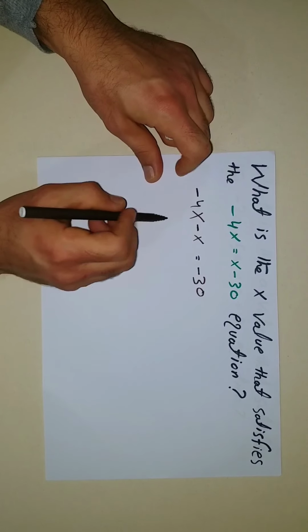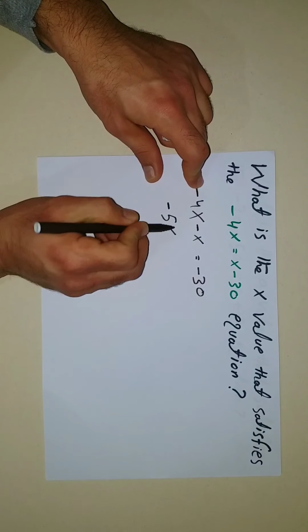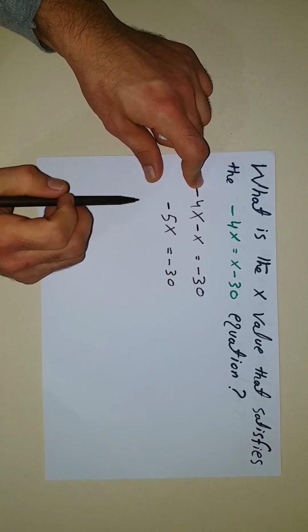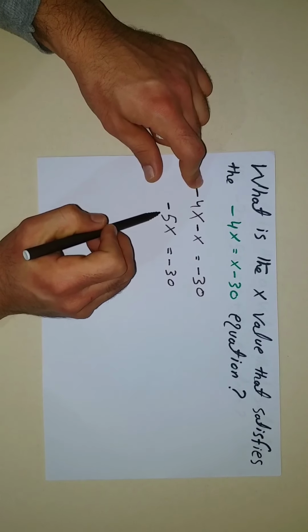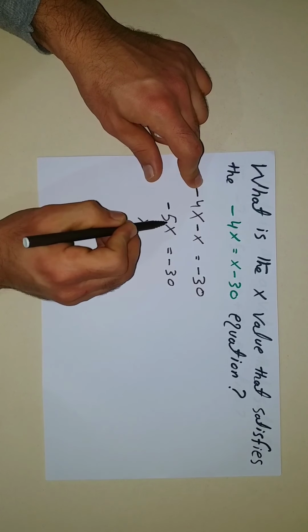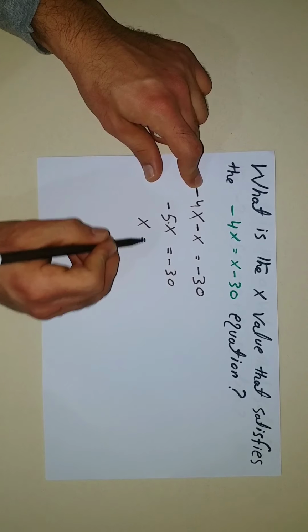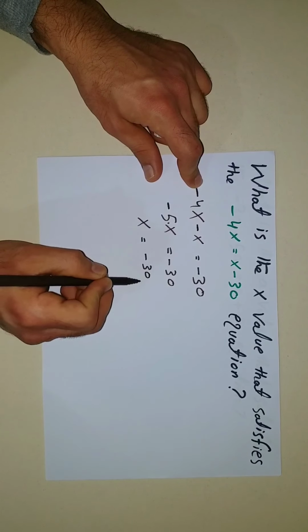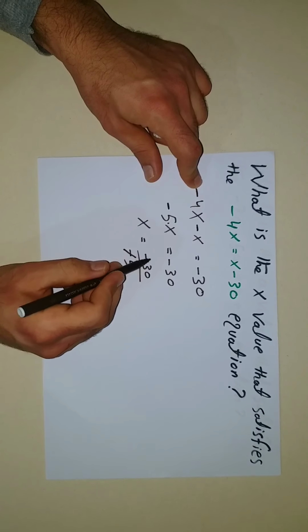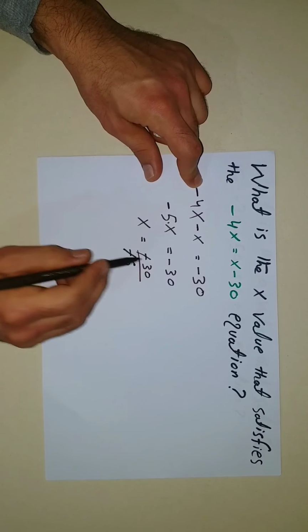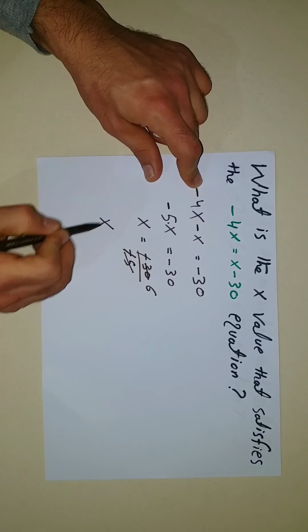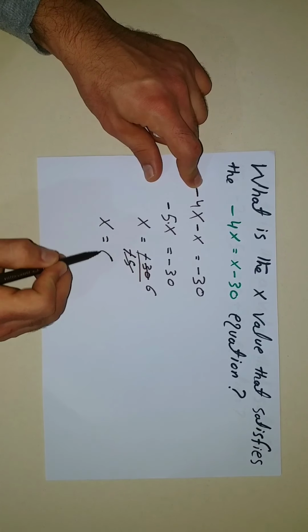Minus 4x minus x will be minus 5x, and it is minus 30. Now I will transfer this minus 5 to the other side of the equation. Like x, it is a multiplication. If I transfer it to the other side, it will go as a division. The minus signs will cancel each other, minus minus will be plus. 5 ones are 5, 5 sixes are 30. The value of x is equal to 6.